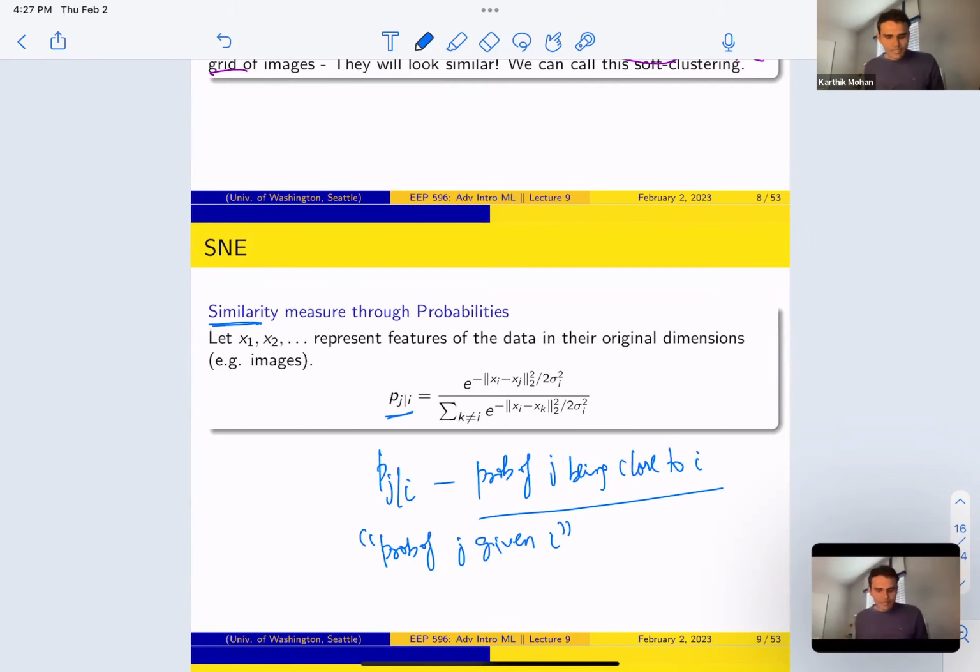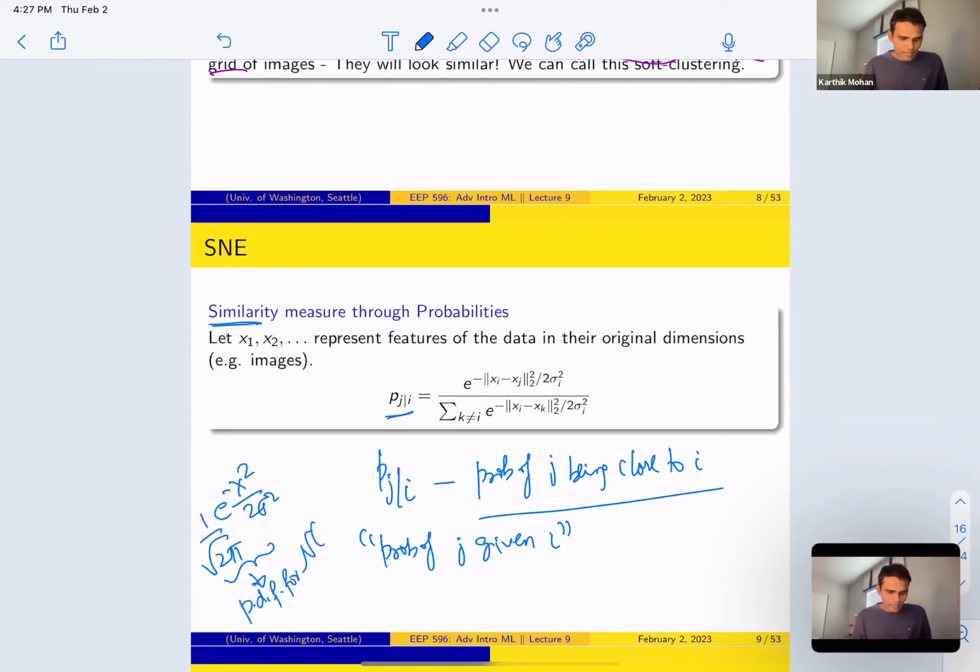Here we're using the Gaussian distribution to define the probability. If you see this e to the negative x squared over 2 sigma squared, you might also see 1 over square root 2 pi. This is the probability density function for a normal distribution. So in some sense, you're using the Gaussian distribution to inform how to define the probability. But what's sitting inside the Gaussian distribution? You see there's a Euclidean distance sitting here.